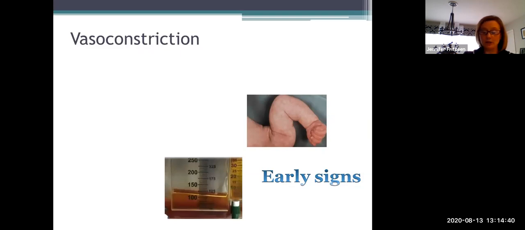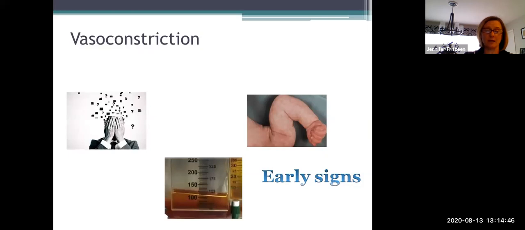The less urine, if I'm not making urine, a lot of times with hemorrhagic shock, it's because I don't have any volume in which to make it. And then, of course, there's altered mental status. I find altered mental status with kids sometimes difficult to assess because sometimes they're agitated or scared.